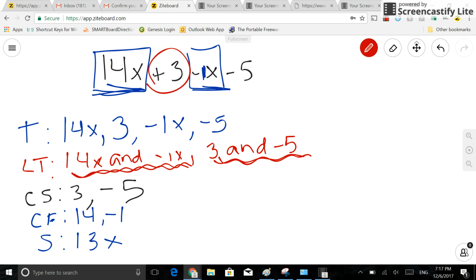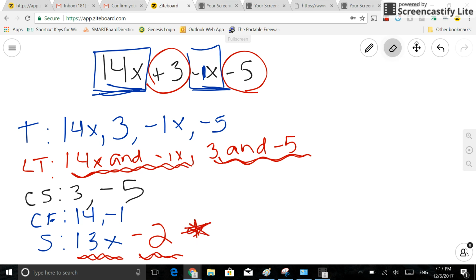Next, you have this positive 3 plus a negative 5. Well, positive 3 plus negative 5 gets you negative 2. So your simplified expression would be 13x minus 2. Here, you cannot go any further than this. You cannot combine 13x with this negative 2 because this has an x and this doesn't. So this is as far as you can go to simplify.